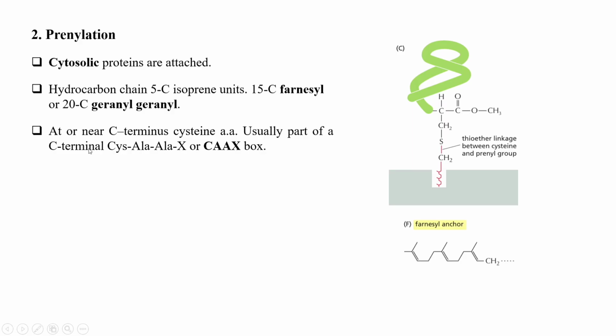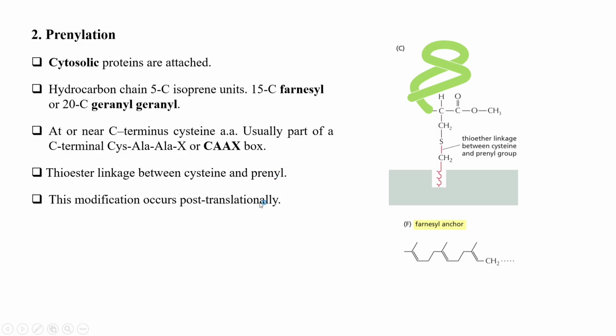Now this C terminus cysteine is part of a group of amino acids called the CAAX box, where C means cysteine, A means alanine, and X means any amino acid. So there is a particular set of four amino acids called the CAAX box at the C terminus, where the cysteine makes the bond with the prenyl group with a thioether bond, and the two alanines and X are cleaved. A thioether linkage between cysteine and the prenyl hydrocarbon occurs.